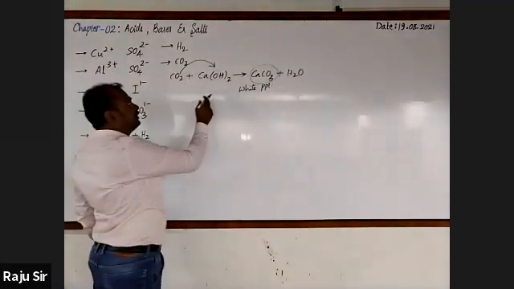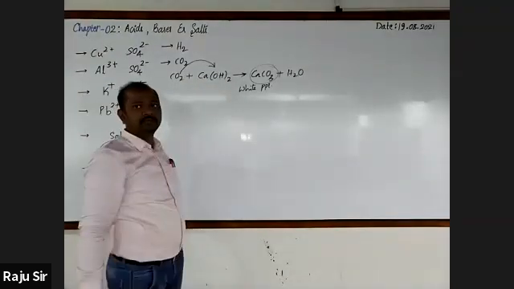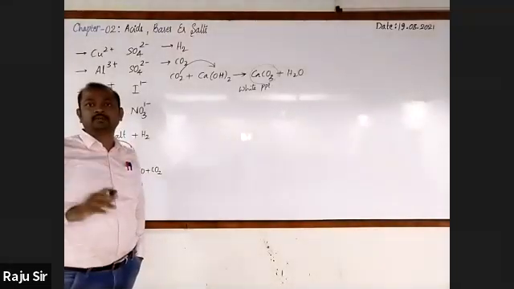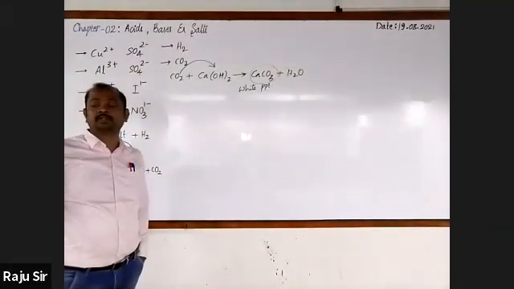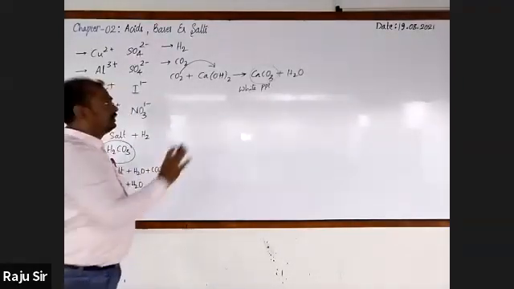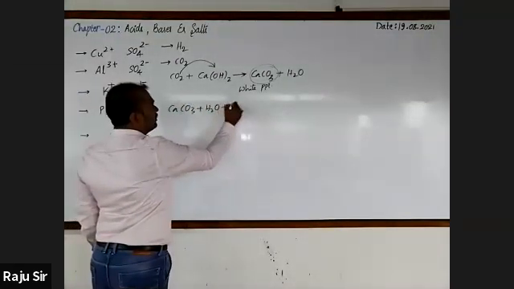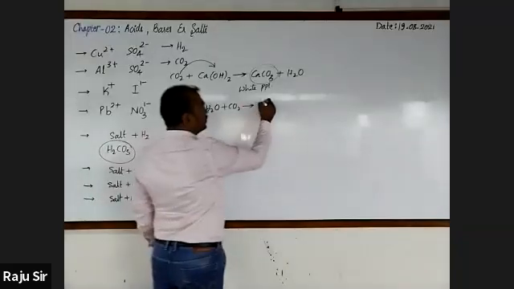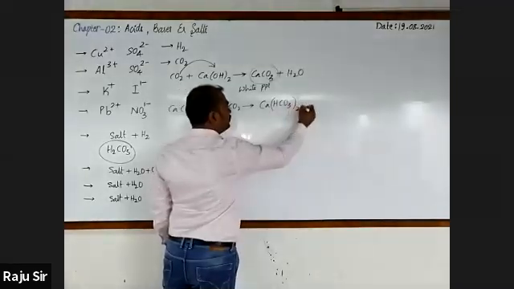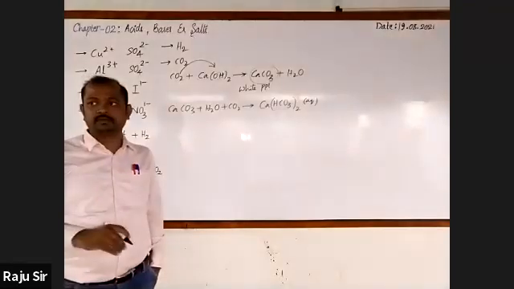Then what happens when excess carbon dioxide is passed into the calcium hydroxide? Calcium bicarbonate is formed, which is dissolved in water, so it gives a clear solution. CaCO3 plus H2O plus CO2 gives rise to Ca(HCO3)2, calcium bicarbonate, which is aqueous.